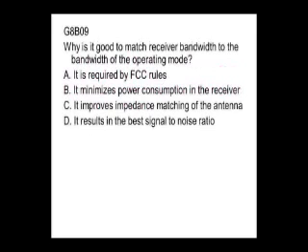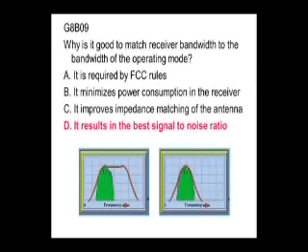Why is it good to match receiver bandwidth to the bandwidth of the operating mode? Let's take a look at what they're talking about here. Here are filters in a receiver. Here's a broad bandwidth in the receiver. Here's a narrow bandwidth in the receiver. Here is our desired signal, this green thing. Now, along with that desired signal, there's a whole bunch of noise that we receive along with that signal. If we narrow the bandwidth of the intermediate frequency, or narrow the bandwidth of the receiver, to the same as the desired signal, then we'll get the best signal to noise ratio because we'll be cutting out this other noise over here.